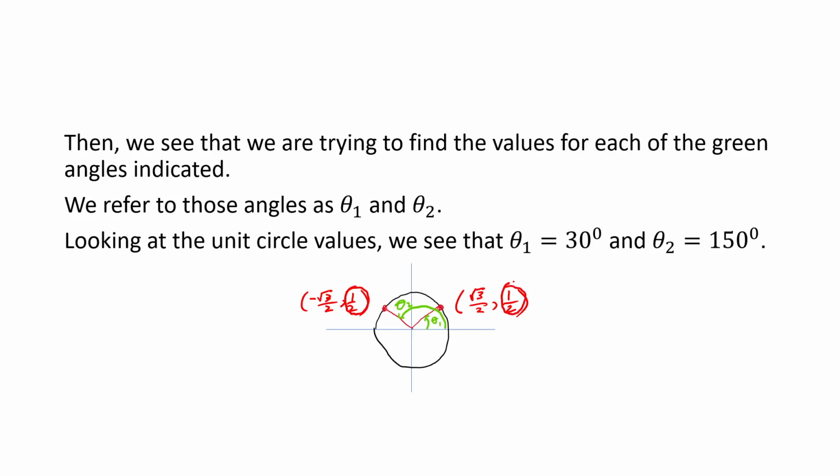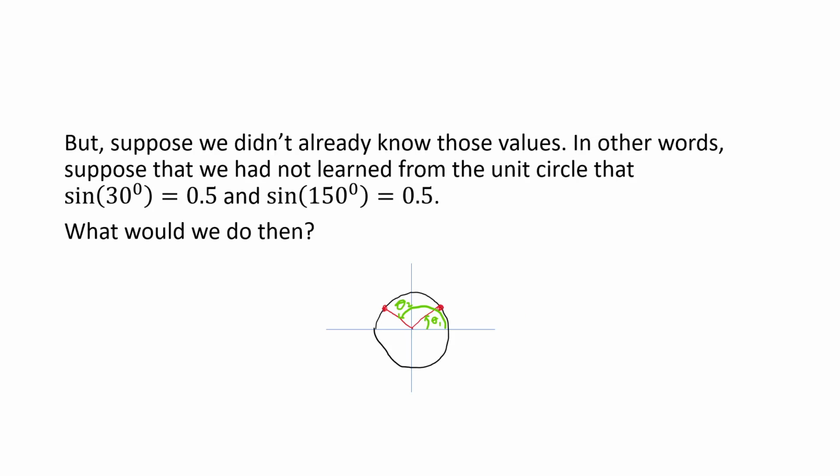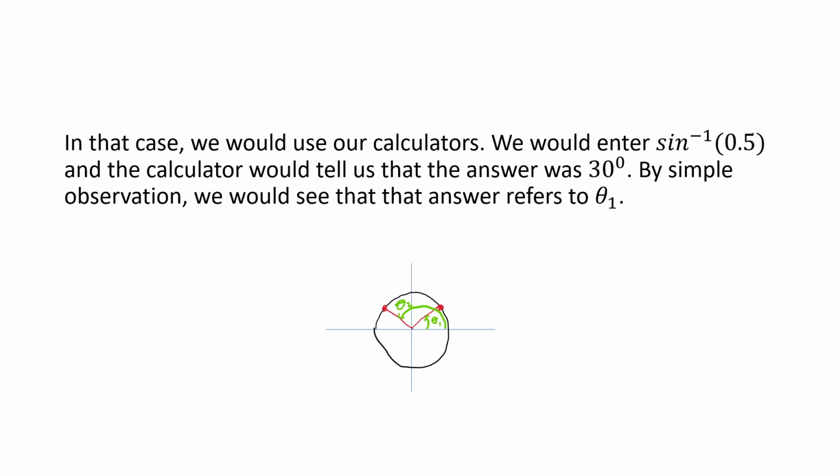And so in this example, we actually know this already from our memorized unit circle values, and we can spare ourselves the need to use a calculator and just give the answers. But suppose we had a situation where we didn't already know those values. Suppose we hadn't memorized those values on the unit circle, and we didn't know that sine 30 degrees is 0.5 and sine 150 degrees is 0.5. Then what would we do? Well, in that case, we'd use our calculators.